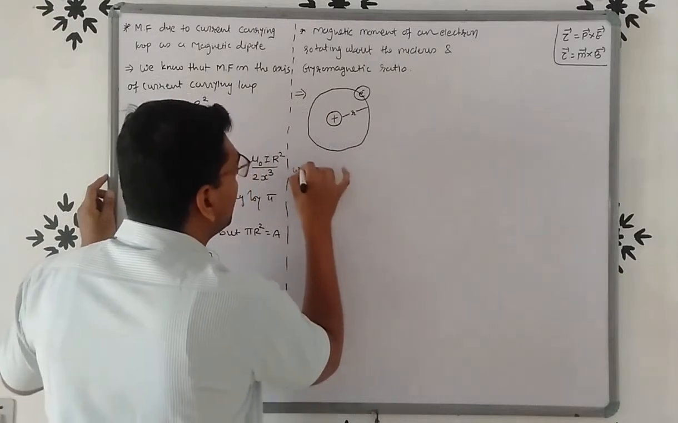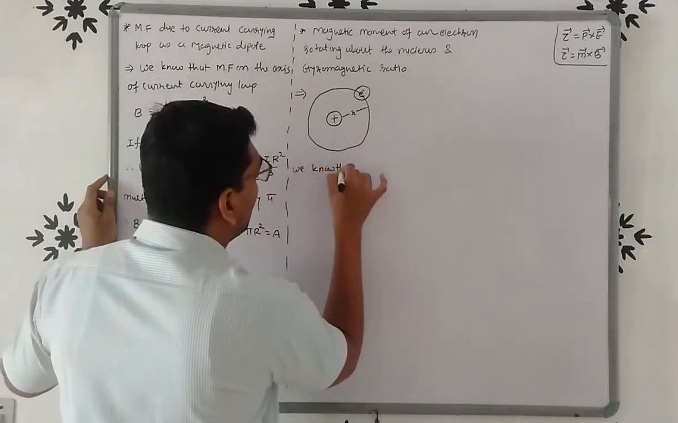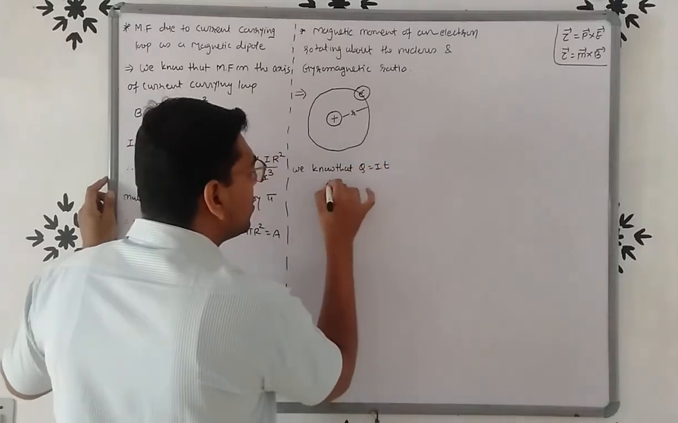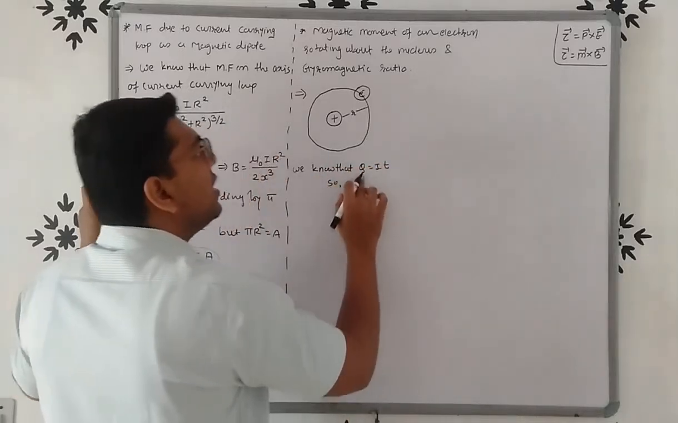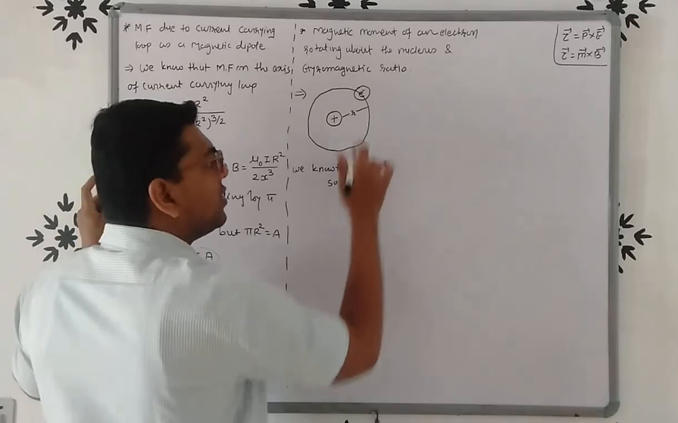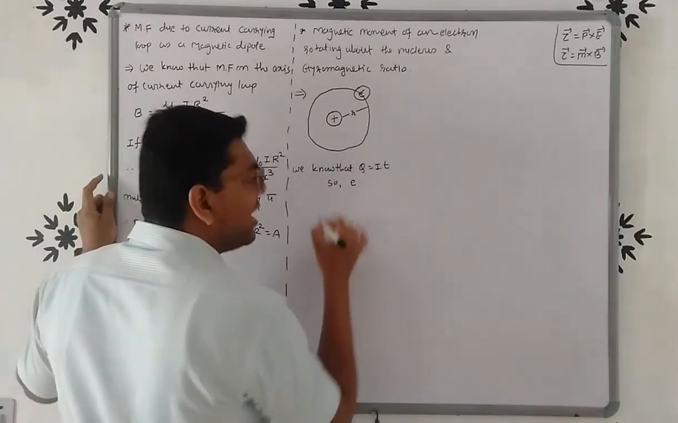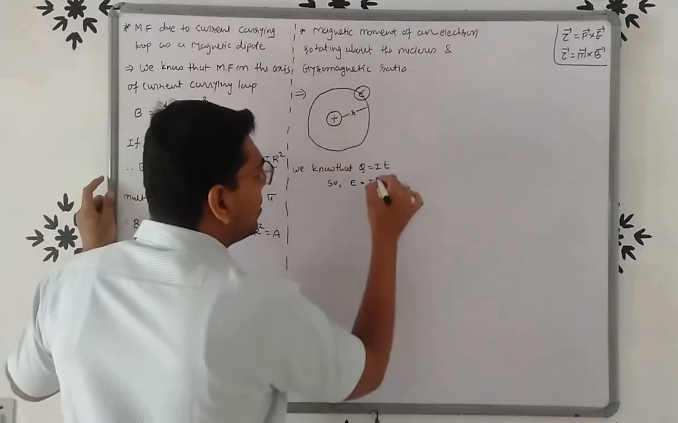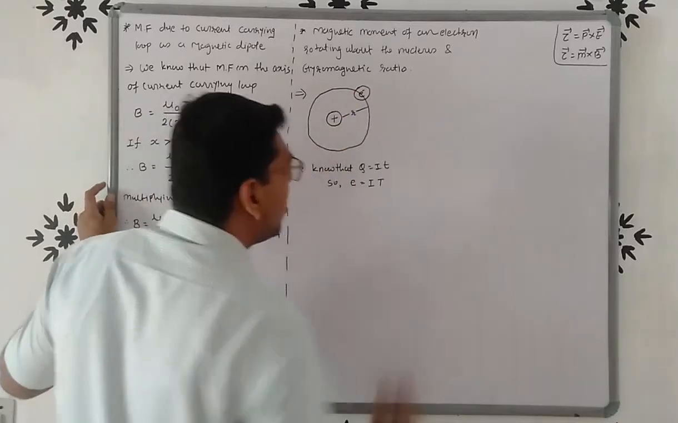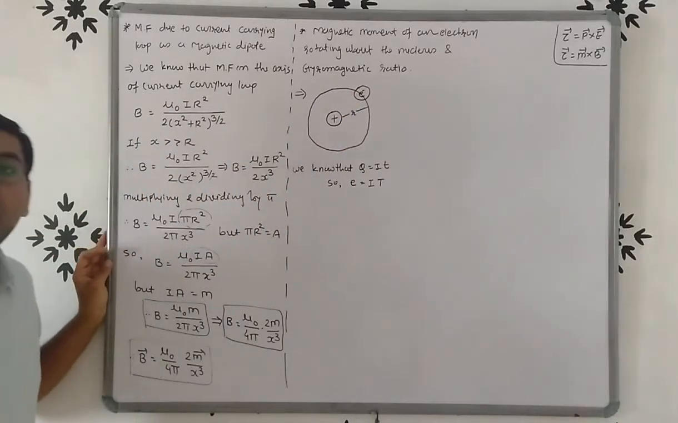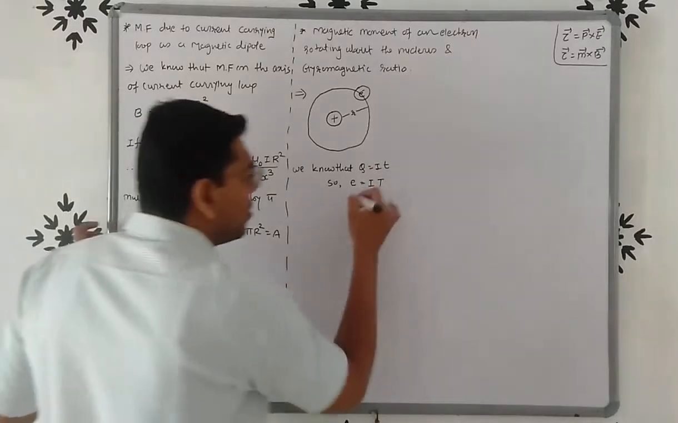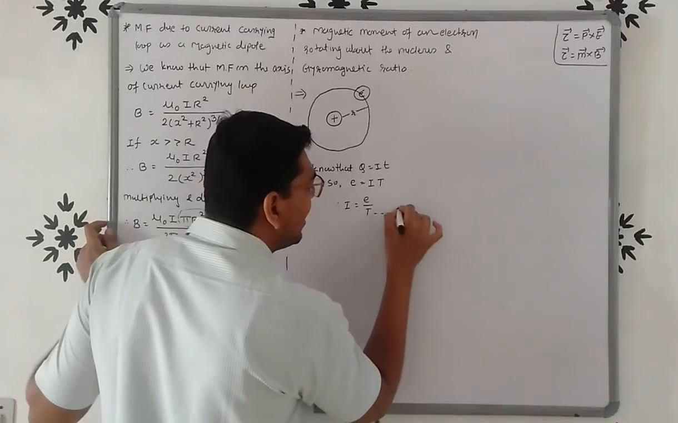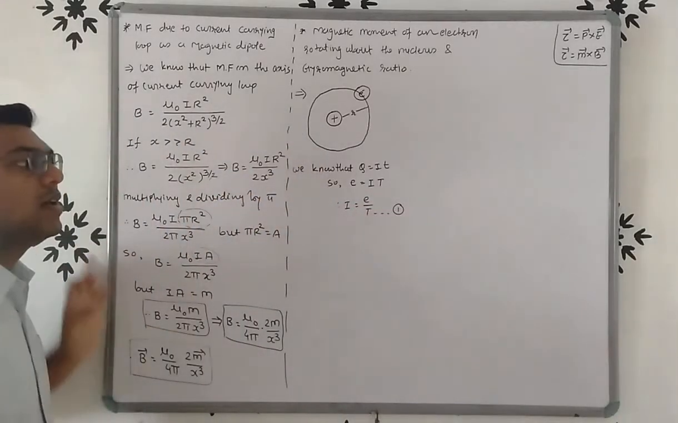We know that Q is equal to IT. So instead of Q, here the electron is rotating about the nucleus, so instead of Q, we have to write e. And here for one rotation, instead of small t, we have to write capital T, that is the periodic time. So current I is given by I is equal to e by T. That is equation number 1. Right.